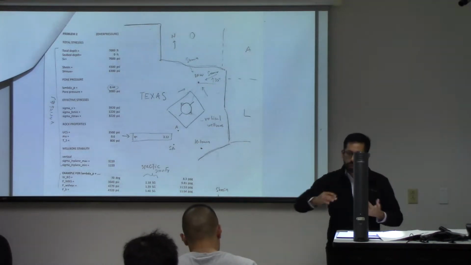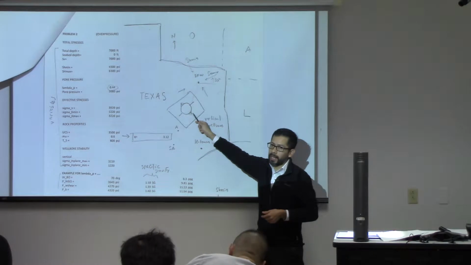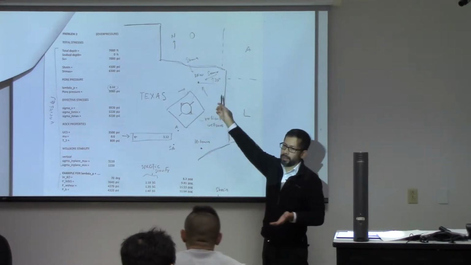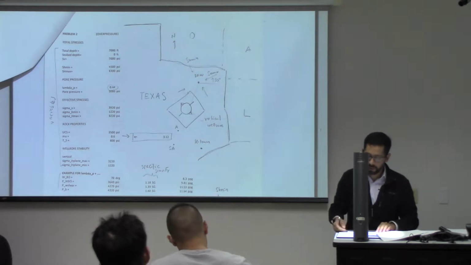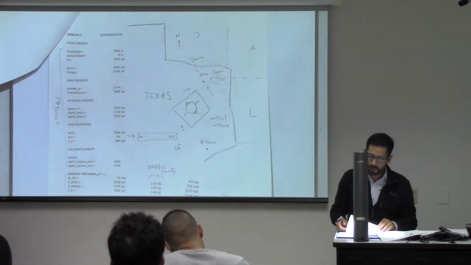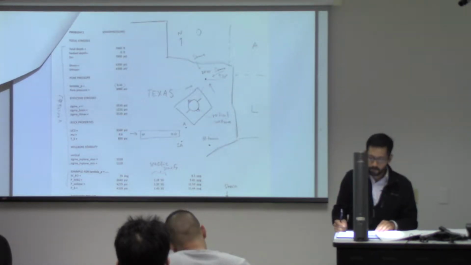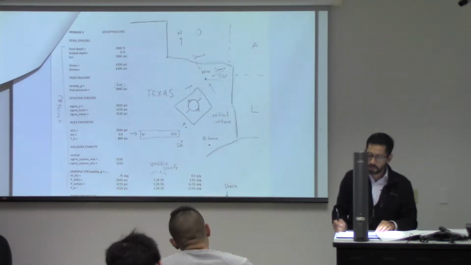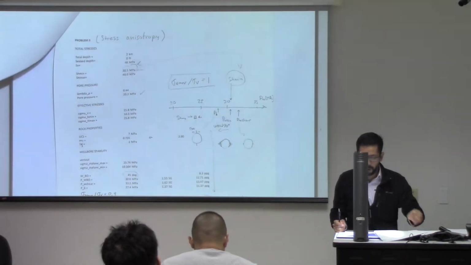The other way that you could solve this problem is I give you the orientation and the azimuth of the breakouts. Tell me what is the far field orientation of the stresses. Okay. Any question about this problem? No? Let's go to the next one.